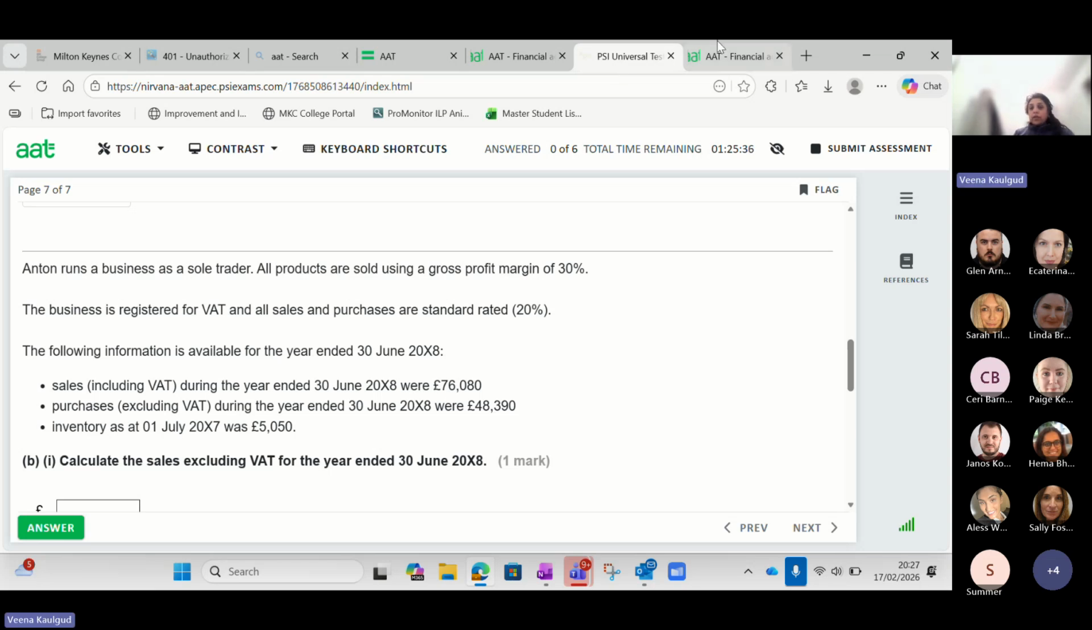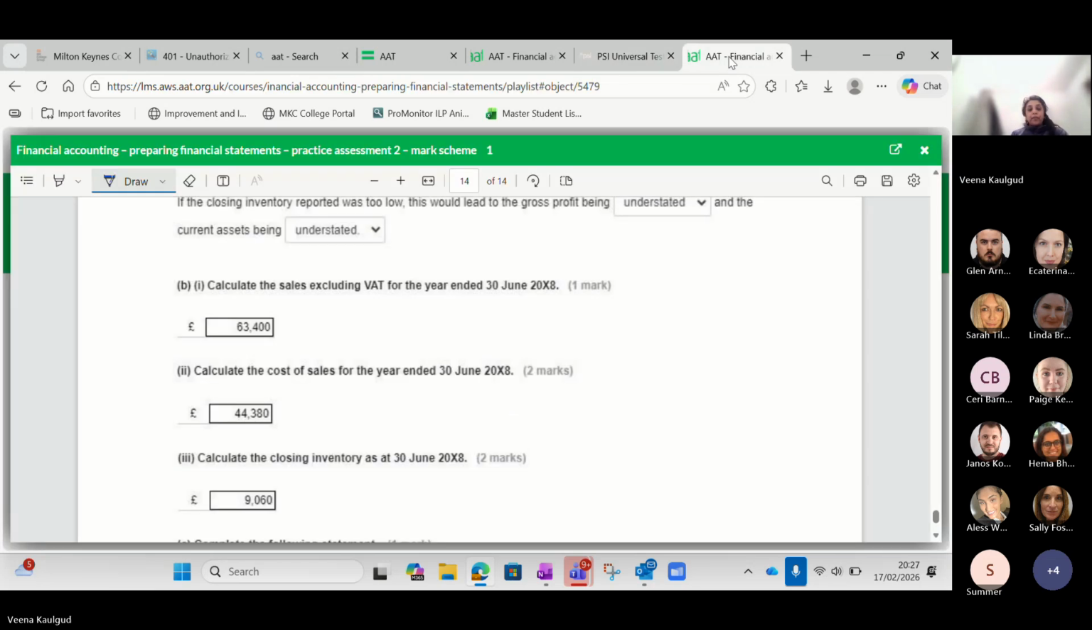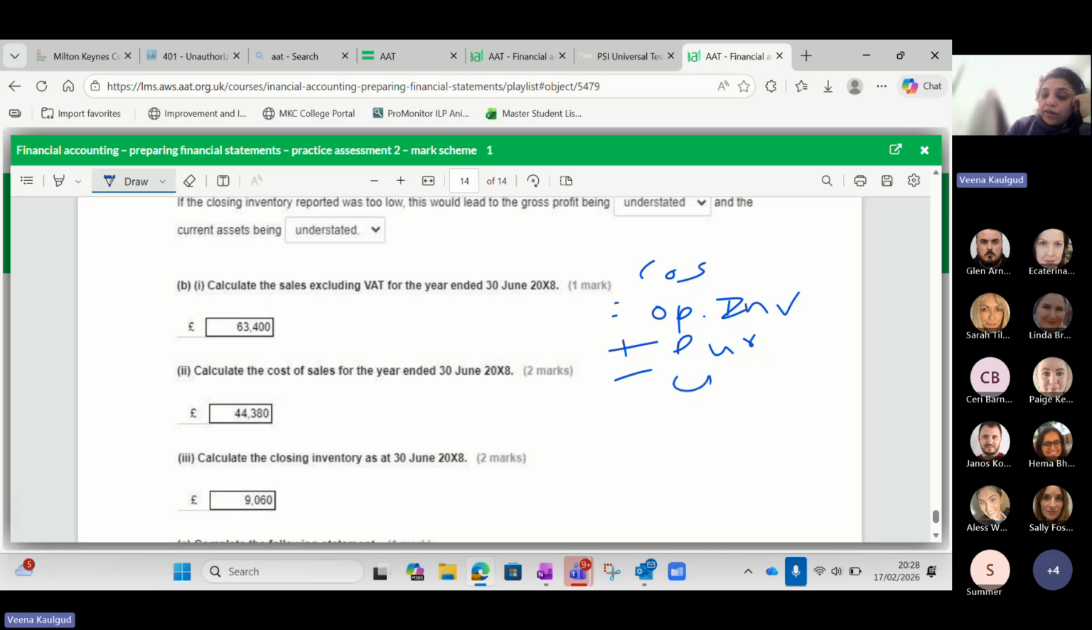Yeah, 44,380. Okay, so this was how we learned the other day, guys. If you want to know the cost of sales, what is cost of sales? Same as cost of goods sold. So it is equal to opening inventory plus purchases minus closing inventory. Okay, so this is what you need to know.